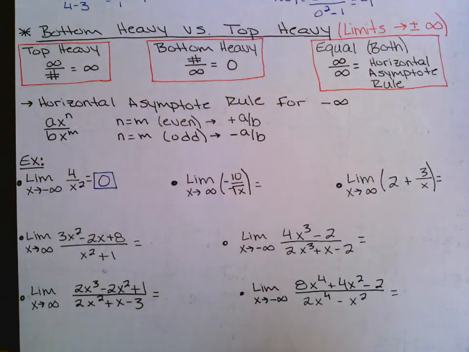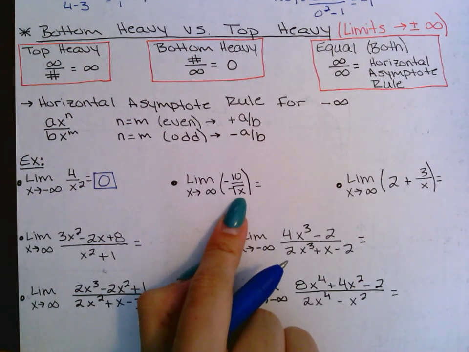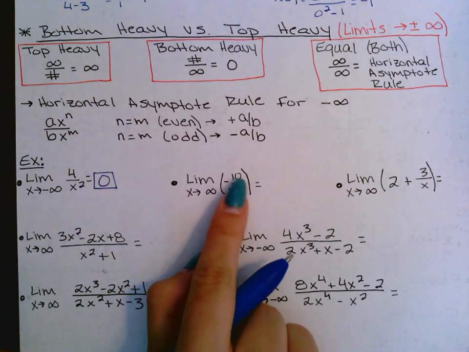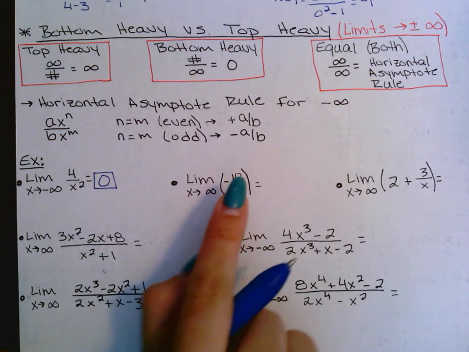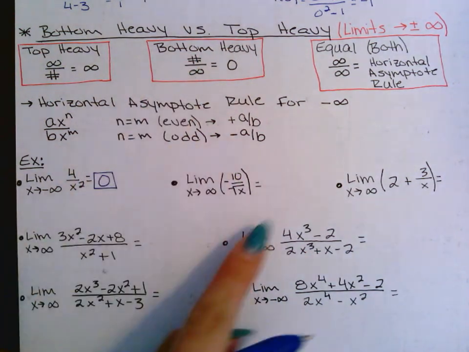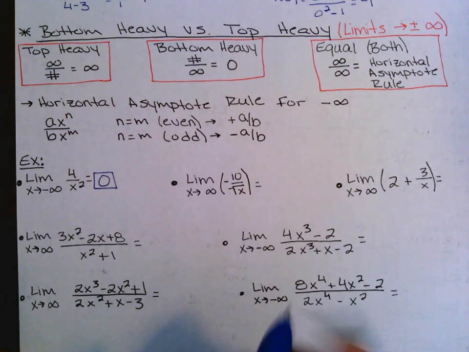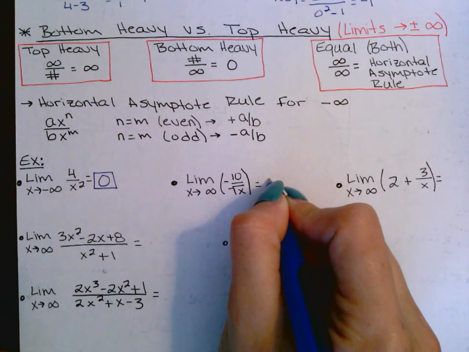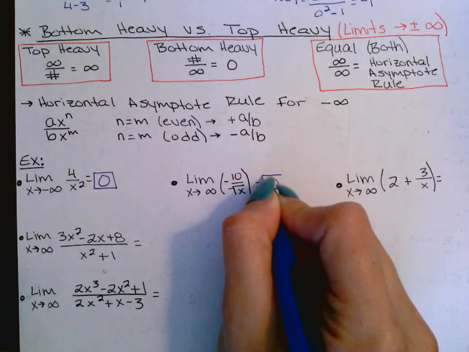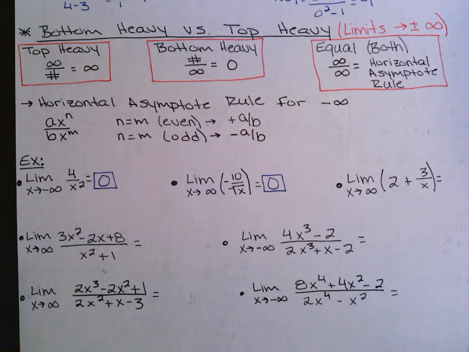Okay? Now, let's look at this one. I plug in infinity here. I have a number, whether it's positive or negative. A number over an infinity is also 0. Okay? I swear I'm not tricking you.